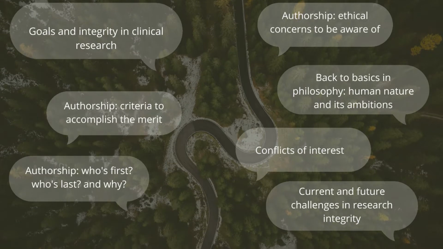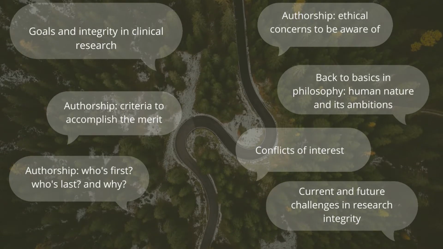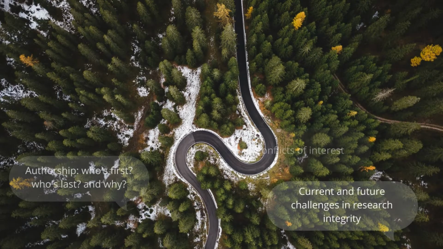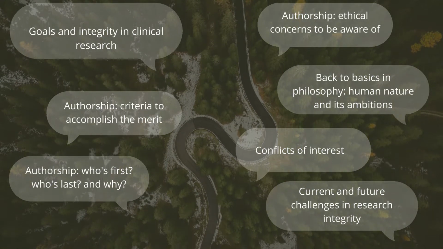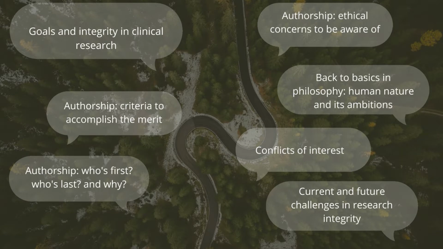This time we're going to talk about integrity in research, authorship, philosophy, and ethics. We're going to cover the goals and the integrity in clinical research. Also, regarding authorship, we're going to talk about the criteria to accomplish the merit of being an author. Also, who's first, who's last, and why, the order of authorship in a manuscript, the ethical concerns to be aware of when authorship is being disclosed, and we will go back to basics in terms of philosophy, speaking about human nature and its ambitions regarding conflicts of interest. Finally, we're going to cover current and future challenges in research integrity.